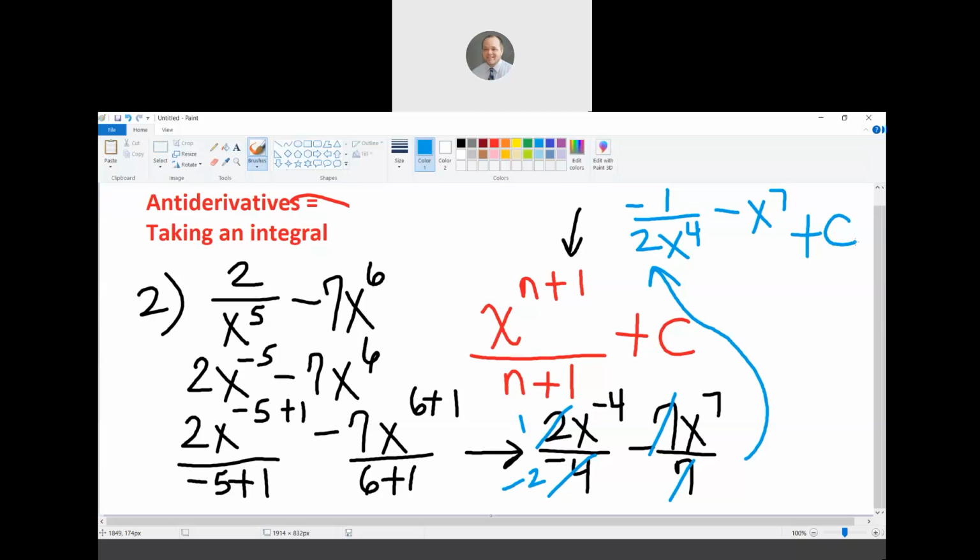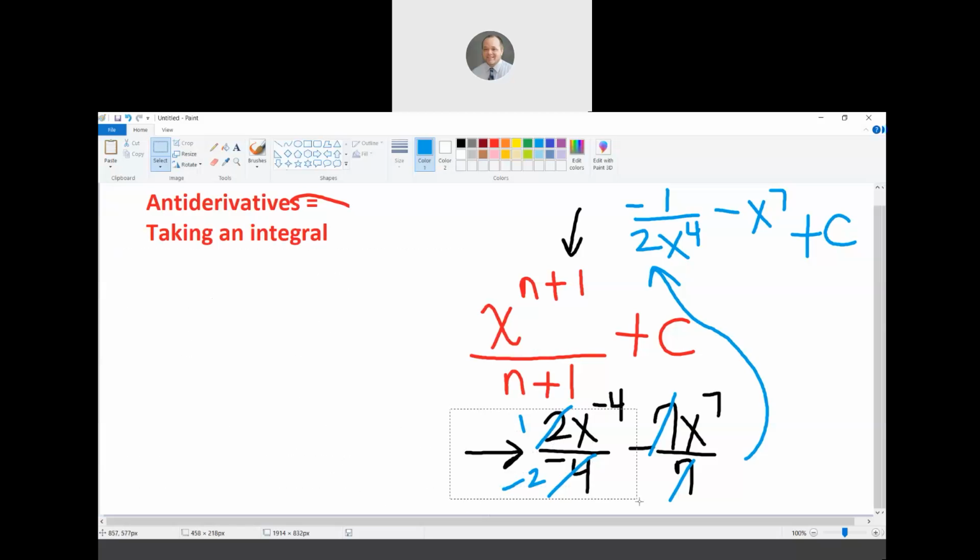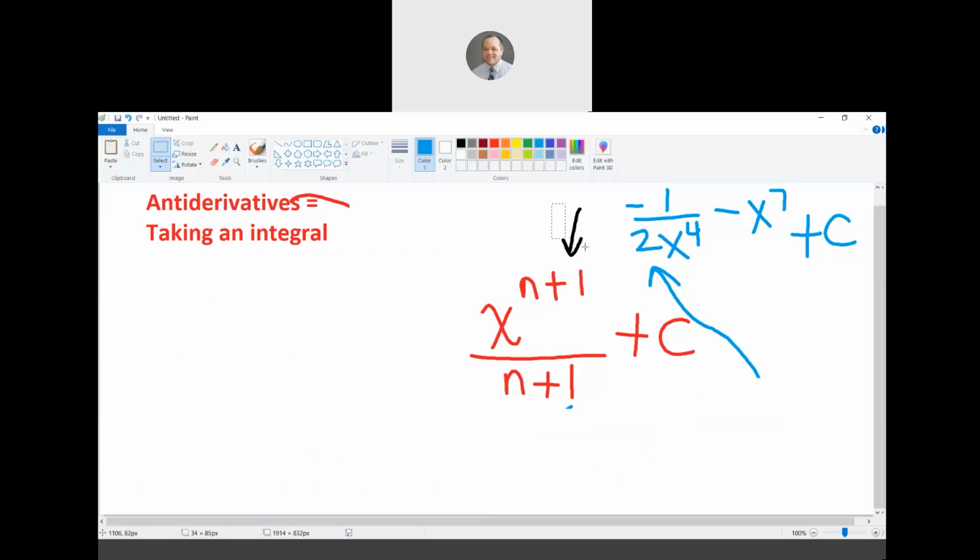Are there any questions so far on finding an antiderivative? All right, let's look at this next problem. And I will leave our antiderivative formula up here for us. And we will look at the next example.